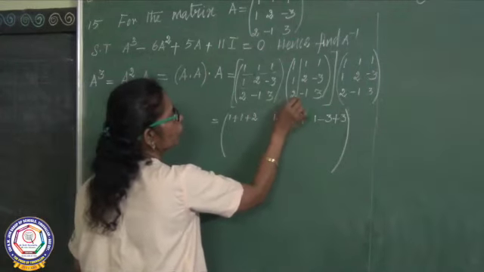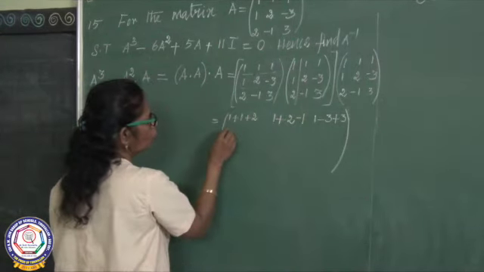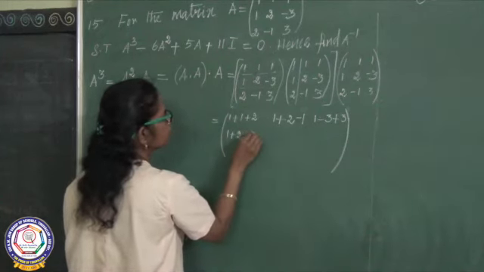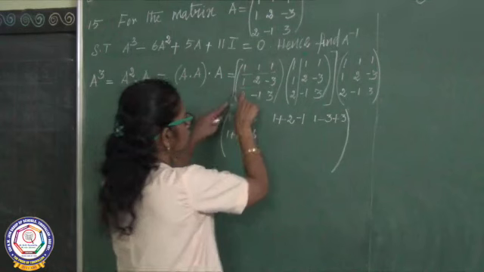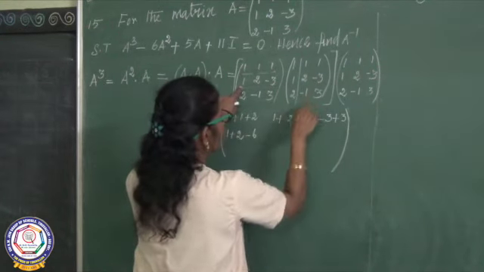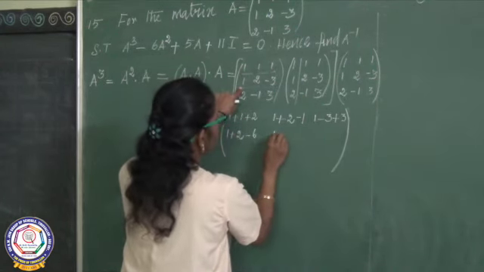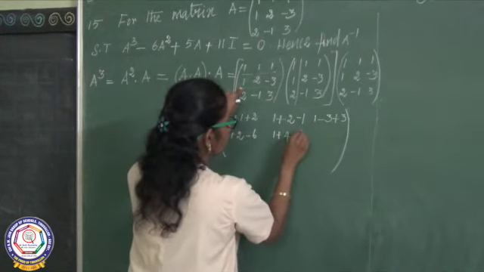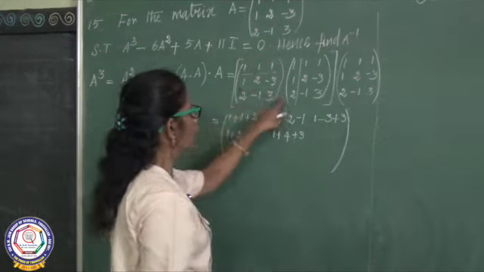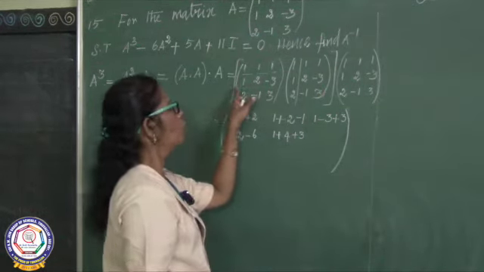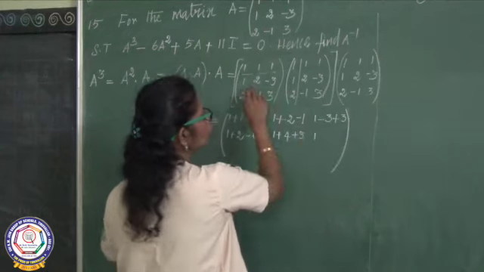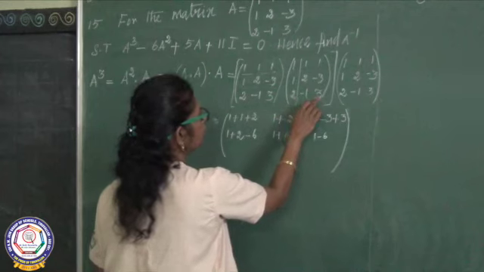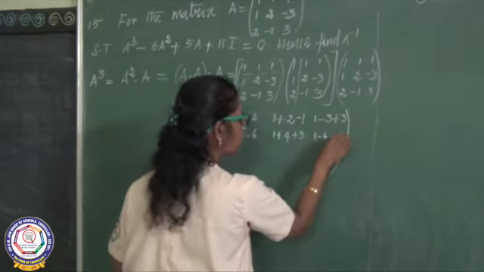Next, second row, first column: 1 plus 2 minus 6. Next, second row, second column: 1 plus 4 plus 3. Next, second row, third column: 1 into 1, 1, 2 into minus 3, minus 6, minus 3 into 3, minus 9.